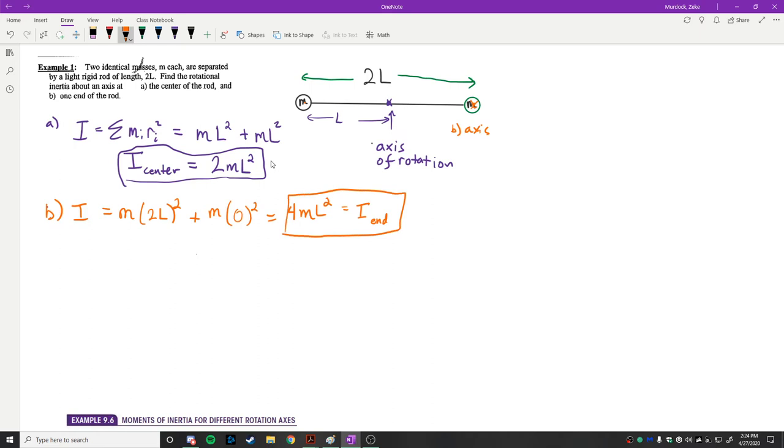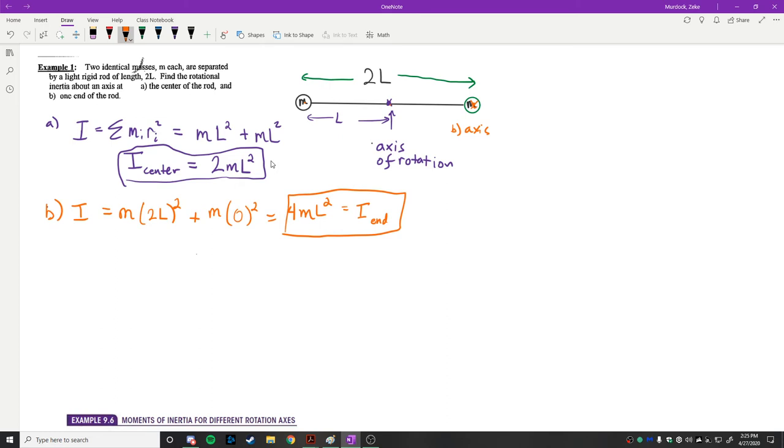So this implies that it's twice as difficult to rotate this object about one end as it is to rotate it about the center. And that probably isn't too surprising to you, because if you take any object and you try to rotate it about its center of mass, because after all, in this system with equal masses, that middle point right there is the center of mass, right? If you try to rotate an object about the point where it's balanced, it's generally very easy, right?